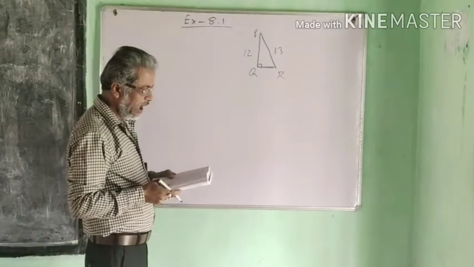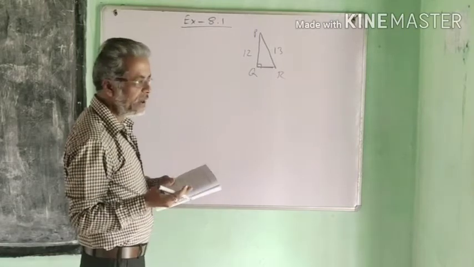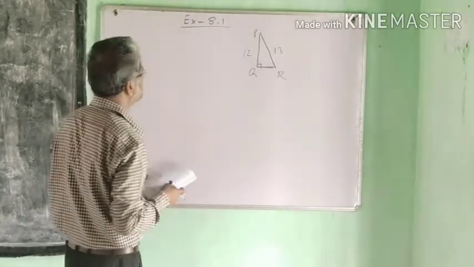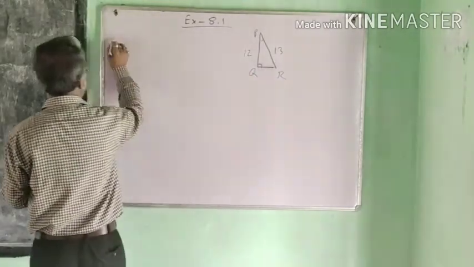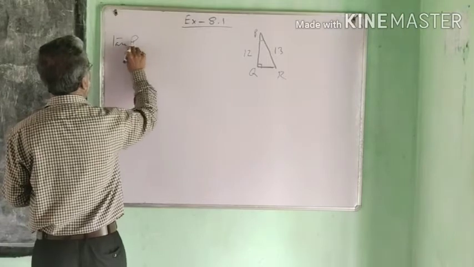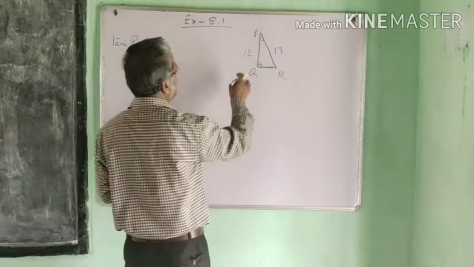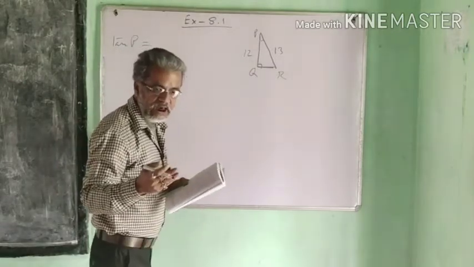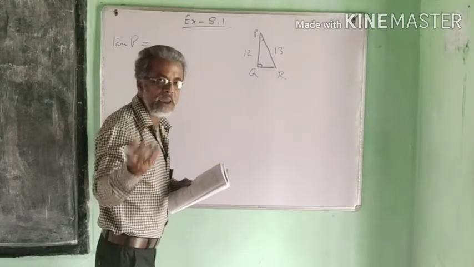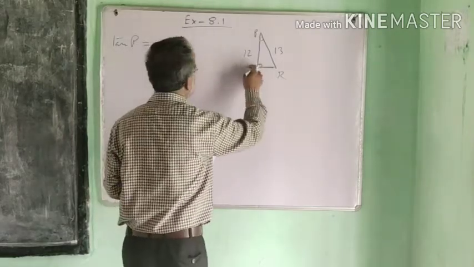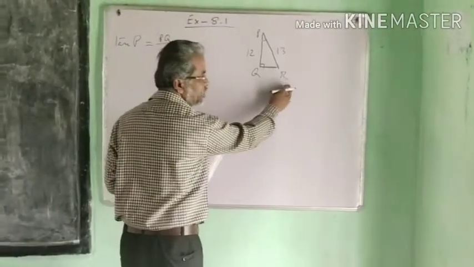You have to find tan P minus cot R. So with respect to angle P, what do we get for tan P? Tan of an angle is perpendicular to base. Perpendicular is PQ and base is QR.